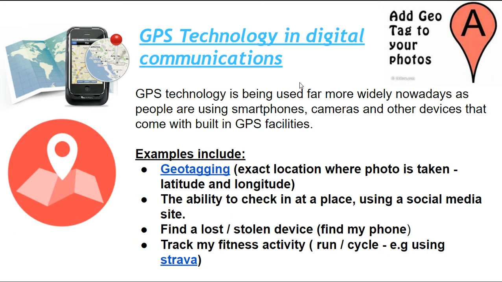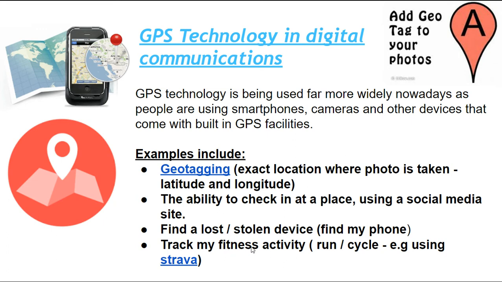Businesses can get immediate feedback by getting customers to rate likes, dislikes, check-ins, geotagging. So you can take a photo and the exact location where that photo was taken, latitude and longitude, are stored inside the image, and you're able to extract that. You can check in at places using some social media sites. You can find a lost or stolen cell phone or tablet by using something like Find My Phone. Android and Apple both have this feature enabled.